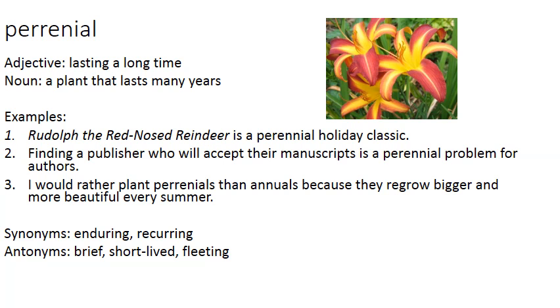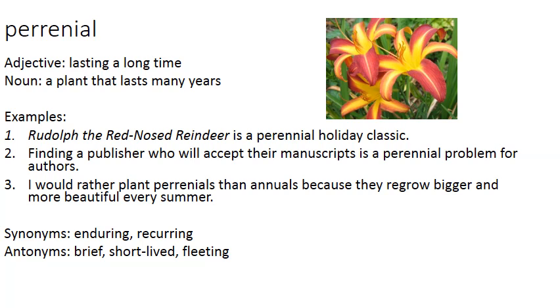Perennial. You may be familiar with the noun form of perennial, a plant that continues to come back every spring. You don't have to replant it. It comes back automatically. During the winter, it's just in a state of dormancy. As an adjective, perennial means anything that lasts for a long time. It's enduring, or it recurs over and over again.